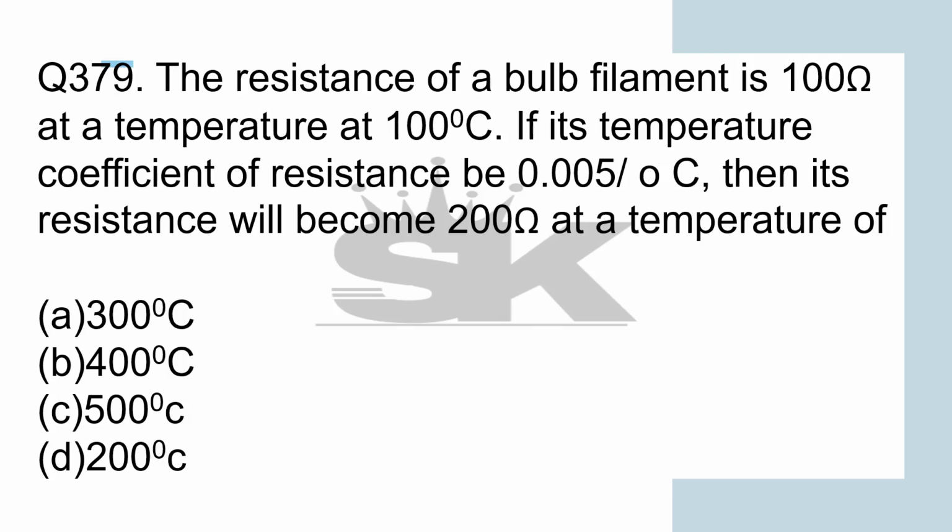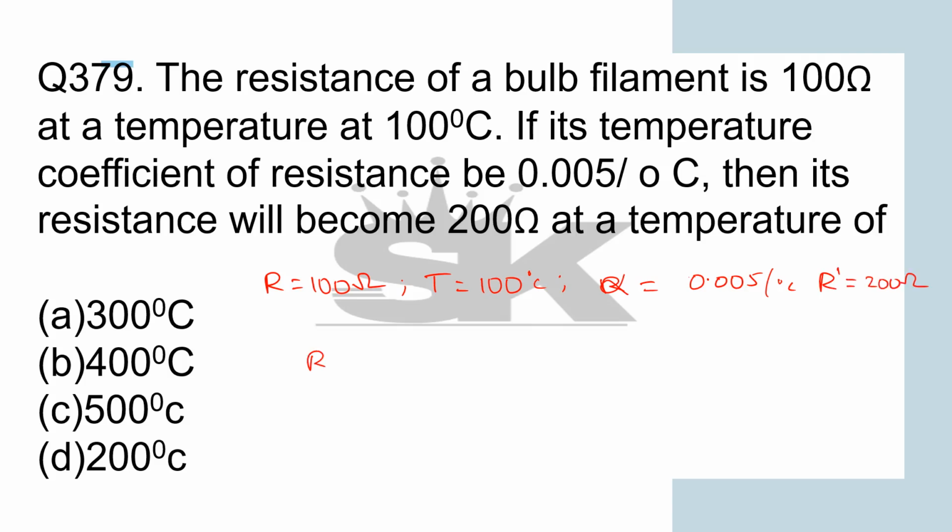So here, R is given as 100 ohms, and temperature is 100 degrees centigrade, and alpha, that is the temperature coefficient of resistance, equals 0.005 per degree centigrade. Okay, so the final one, R dash, equals 200 ohms.